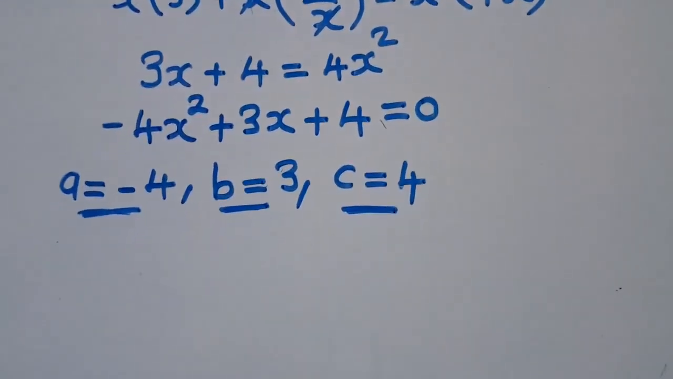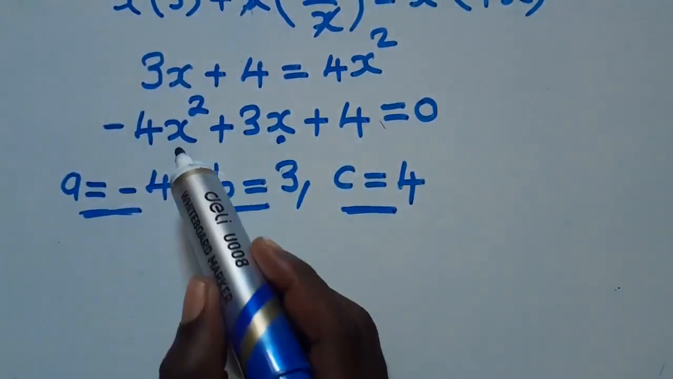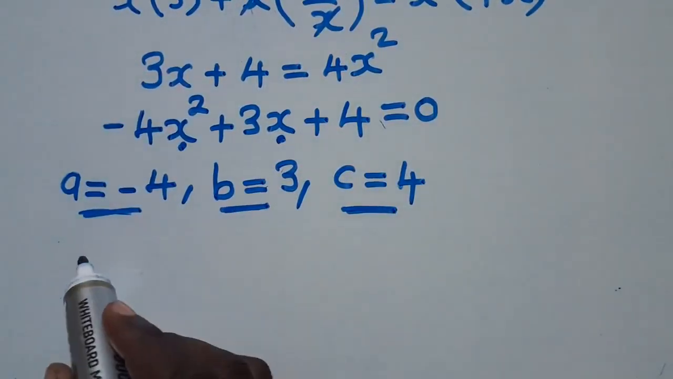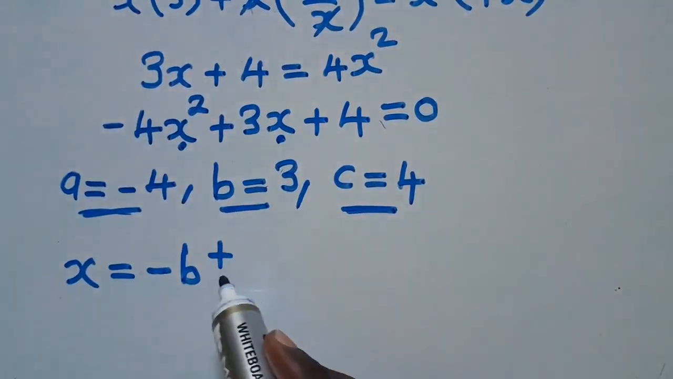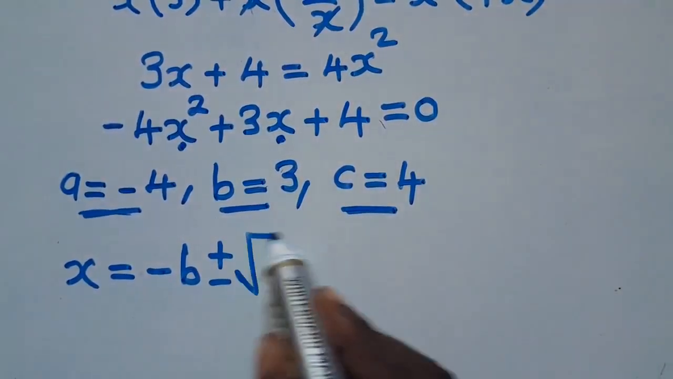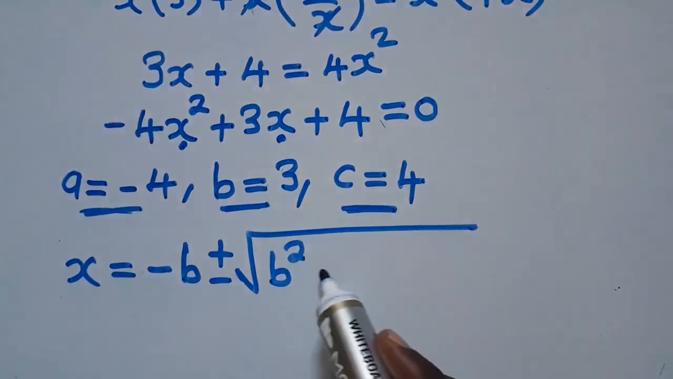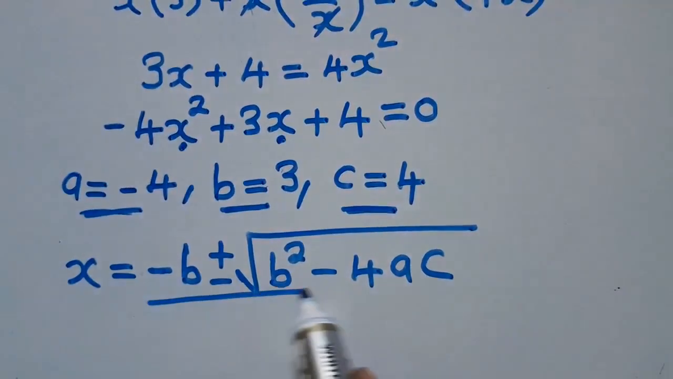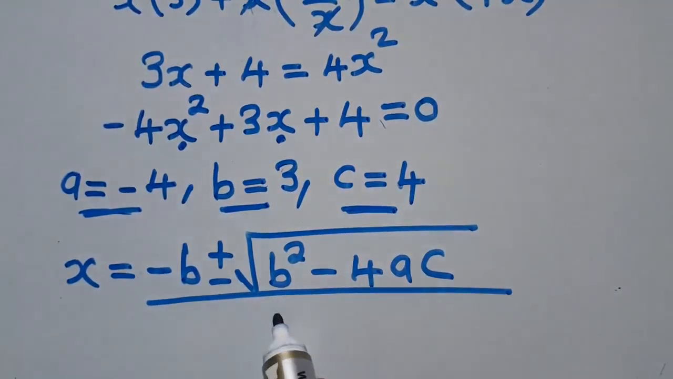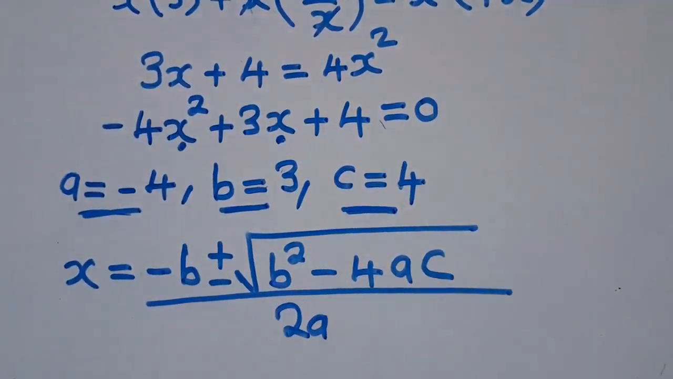So what are we having? We are having x here. We are having x there. So x is equal to negative b plus or minus the square root of b squared minus 4ac over 2a. This is what you are supposed to do. These are steps that you need to get and understand.